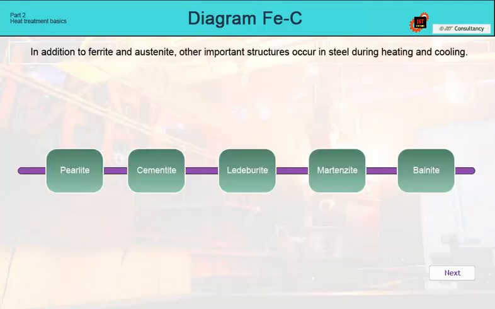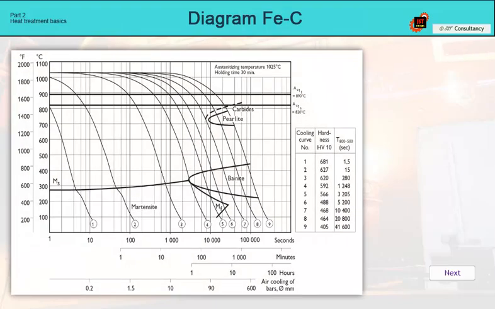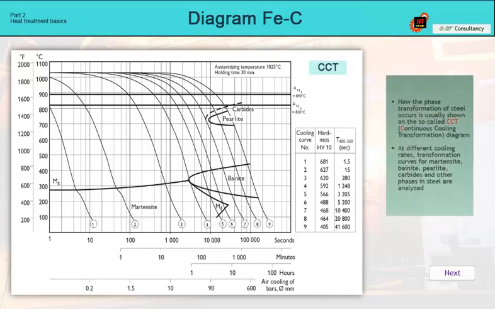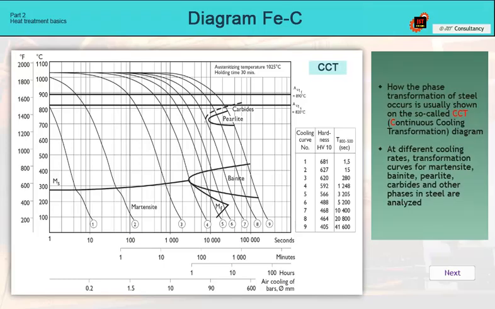Now let's look at these structures in detail. You can click on the icons one by one. The phase transformation of steel is usually shown on the so-called CCT diagram. The abbreviation CCT stands for Continuous Cooling Transformation. At different cooling rates, transformation curves for martensite, bainite, pearlite, carbides and other phases in steel are analyzed.